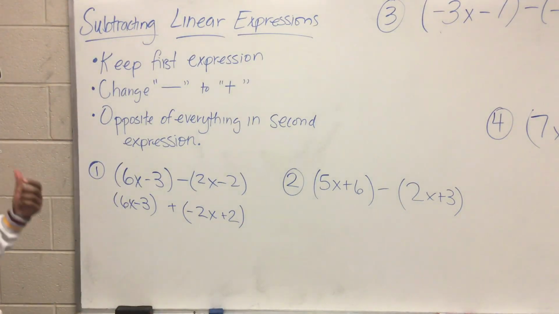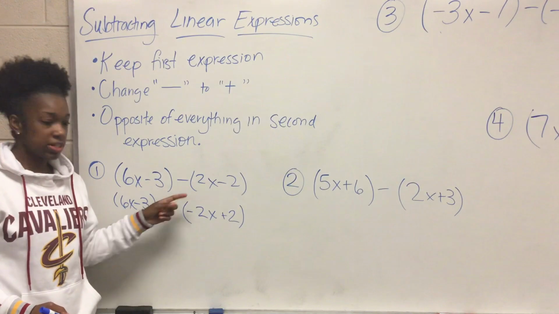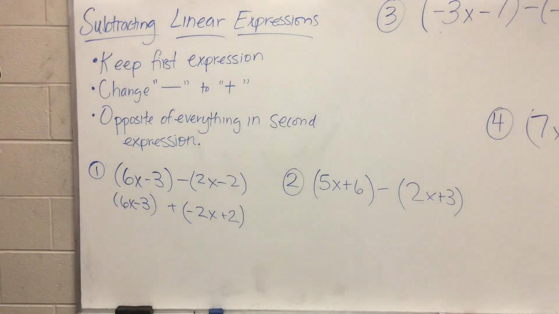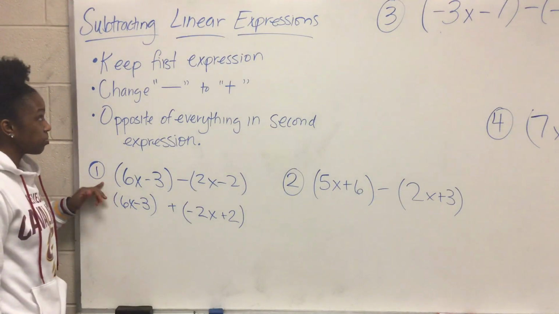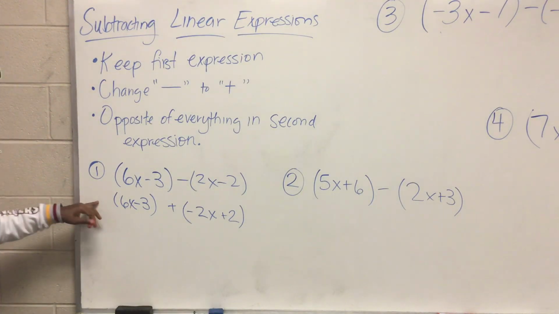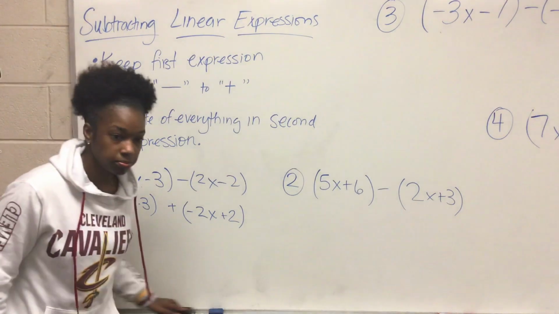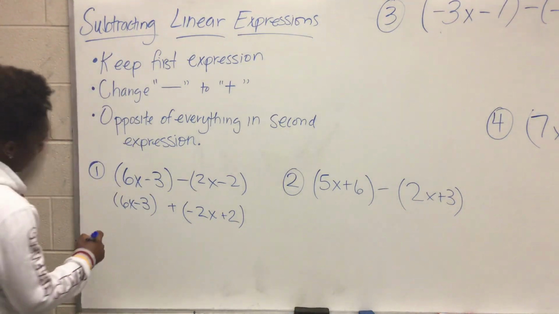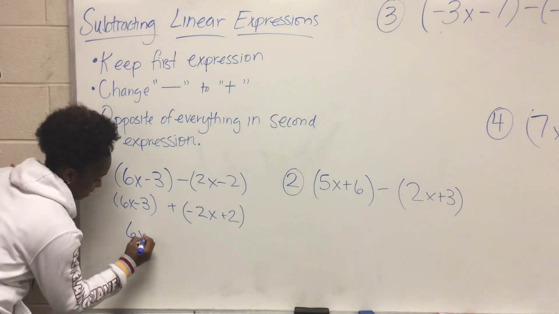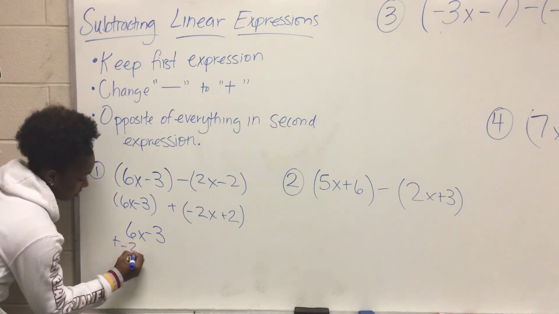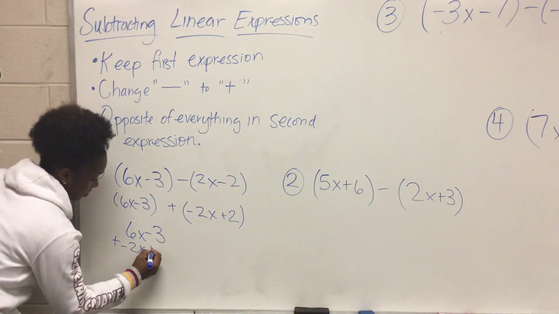Now, our expression has gone from a subtracting expression to us adding expressions. Then we're going to do the same thing that we did last time. The only thing we're doing different today is changing this subtracting expression to an addition. Okay? So then I'm only going to do one way. I'm going to stack them, so that's 6x minus 3 plus negative 2x plus 2.